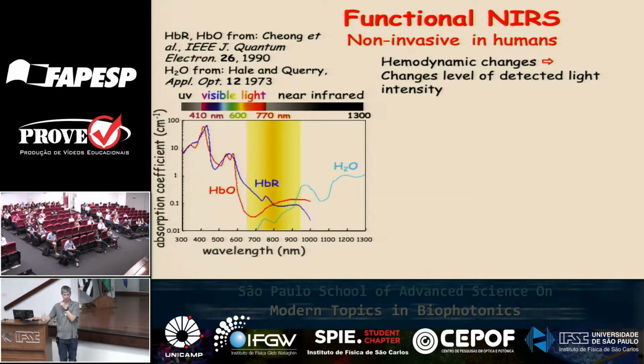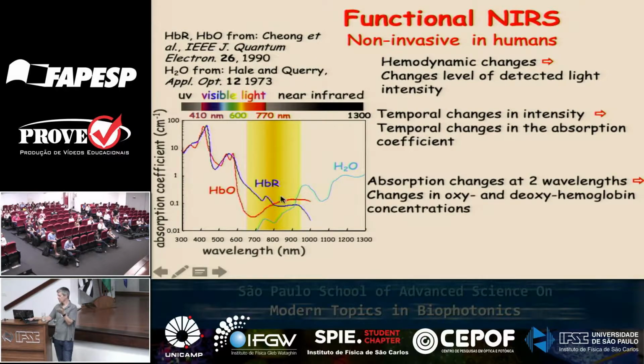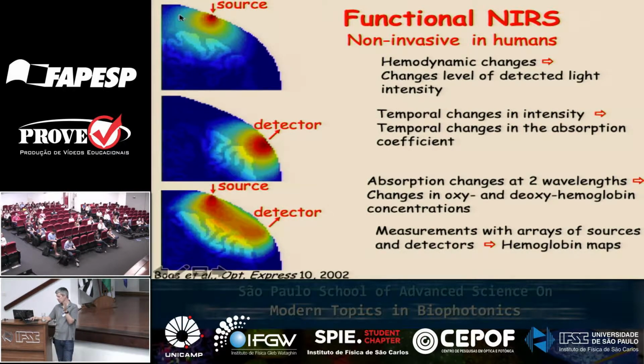So maybe Arjun told you about near-infrared spectroscopy. I'll just give you a recap on it. We're going into the near-infrared, where hemoglobin absorption is even less, and so light is able to penetrate centimeters into tissue. By using 2 wavelengths or more, we can probe changes in oxy and deoxyhemoglobin concentration. And we do this by putting sources and detectors on the head 3 centimeters apart.